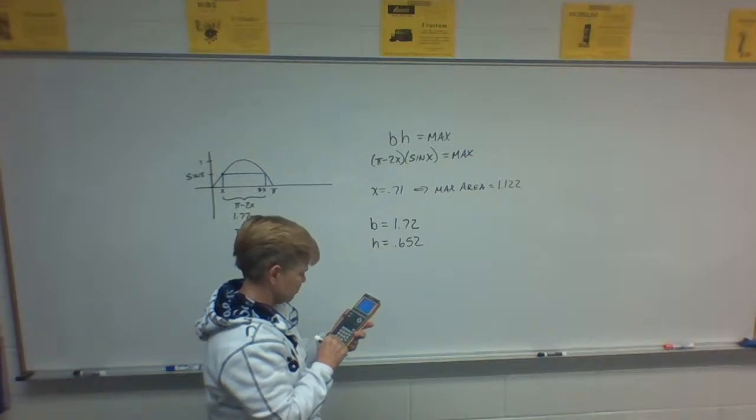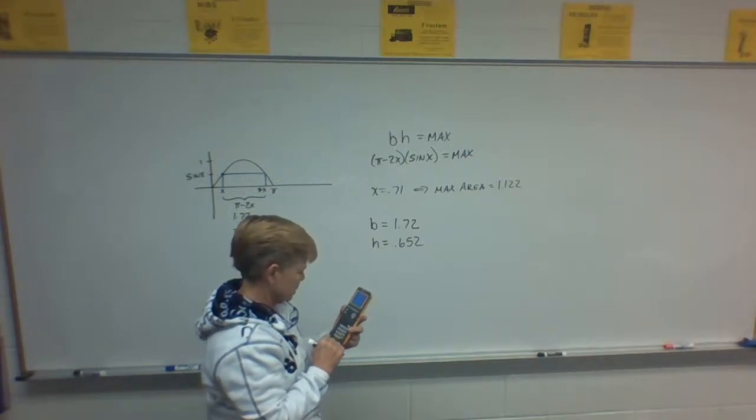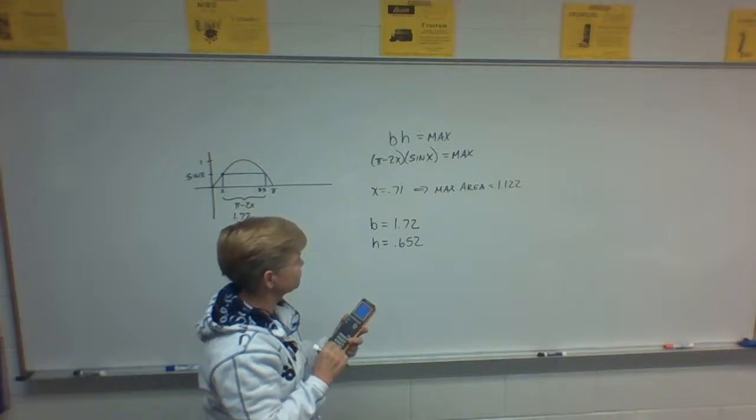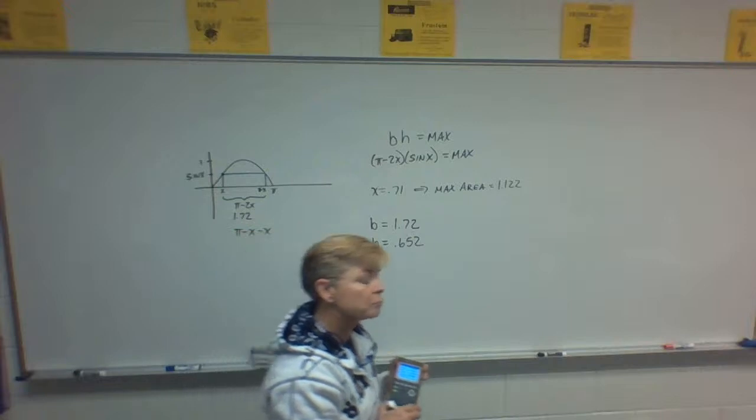1.72 times 0.652. I get 1.121. Yep. So that's because these are truncated. These have been approximated. Okay.